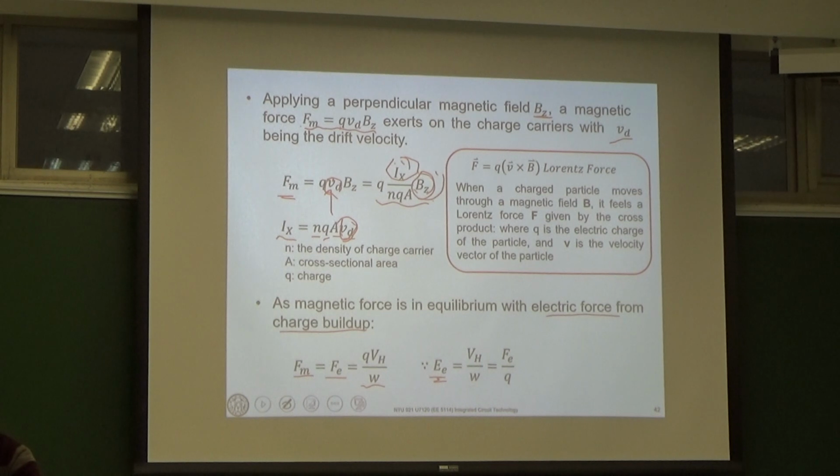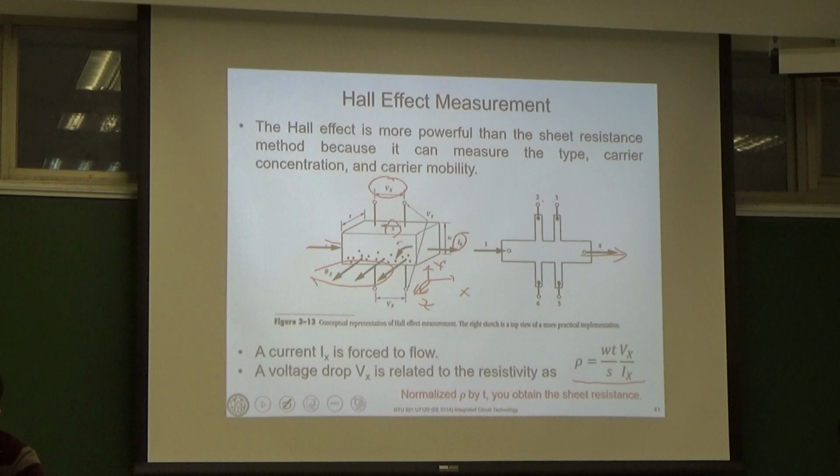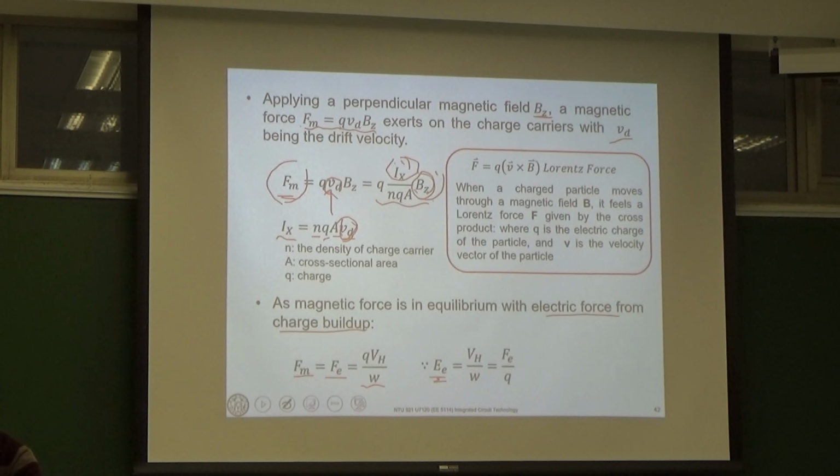So anyone wants to guess what's the direction of your Fm? Does anyone know that? Your V is in your X direction. What is the direction when your X cross product with your Z? You have X, you have Z, so the third one will be Y, right? But is it positive Y or negative Y?